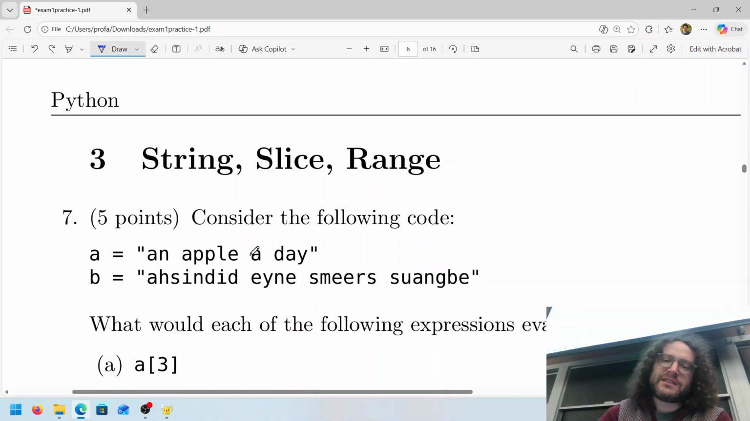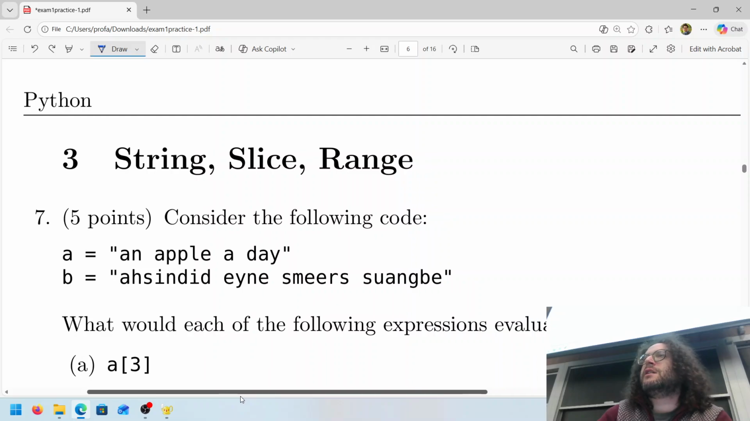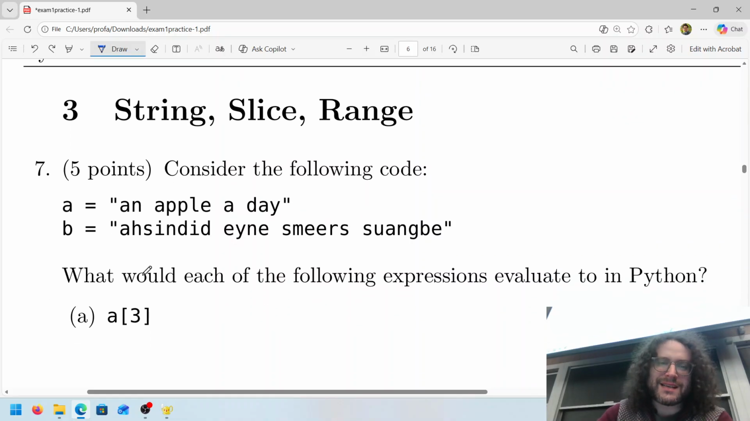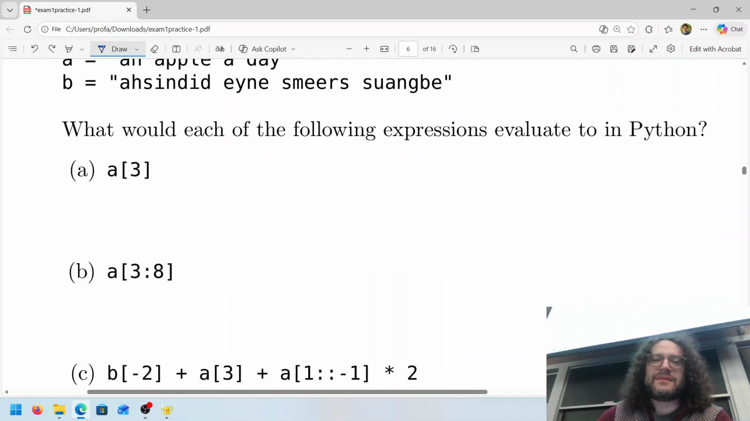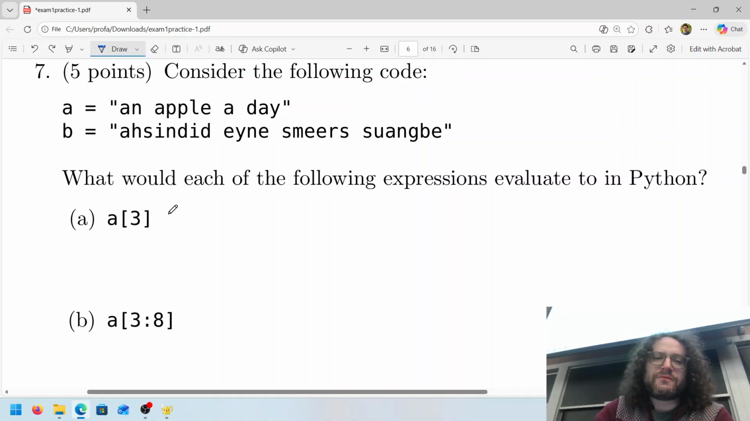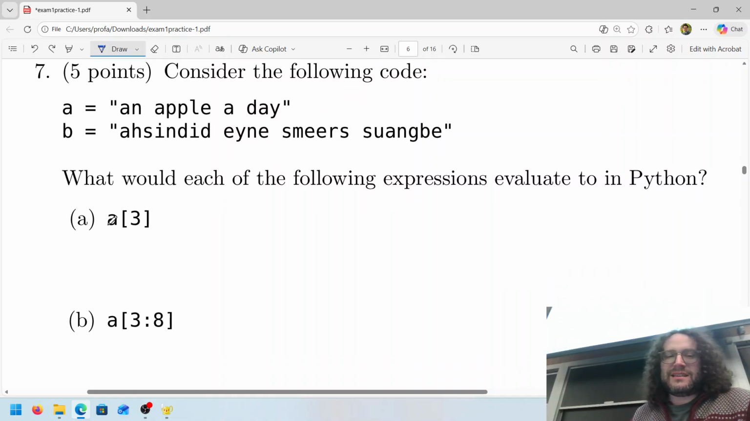String, slice, and range. Consider the following code. And there is an equivalent here on the actual exam. Okay? A is "An apple a day" and B is "Ansindet eine Schmier Swangbe," which is gibberish, sort of. You'll see in a minute. Okay, what would each of the following expressions evaluate to in Python? So this is to make sure you study your slices, right?